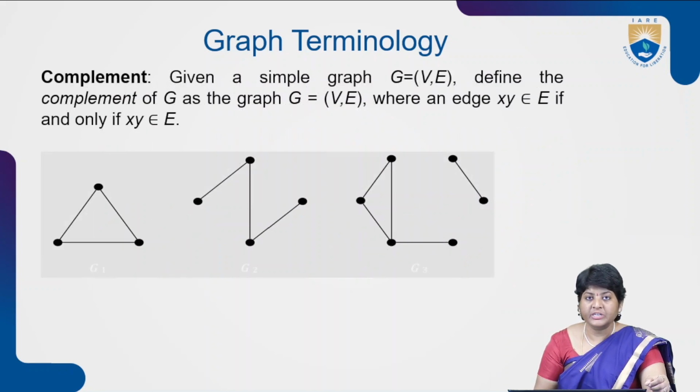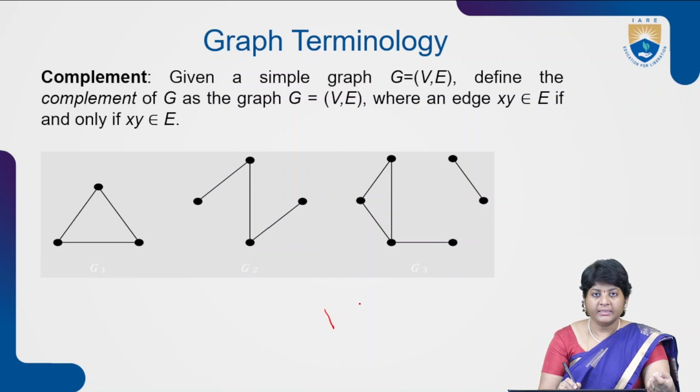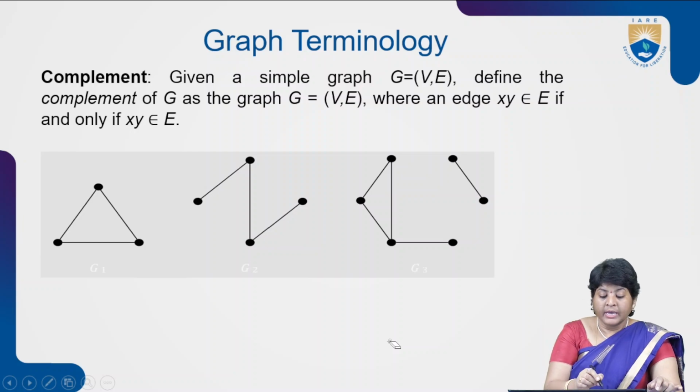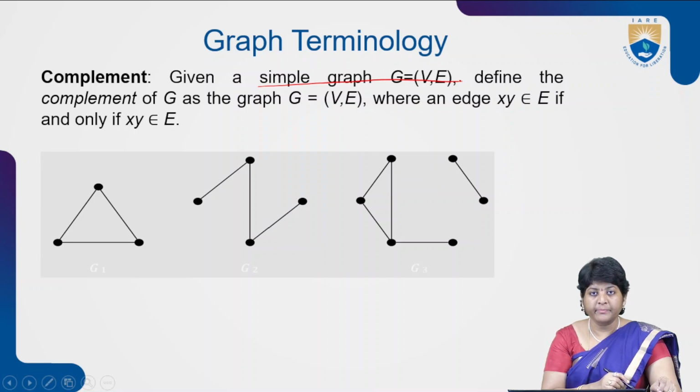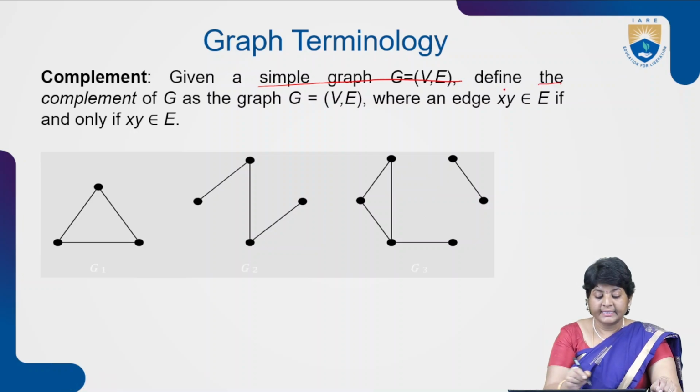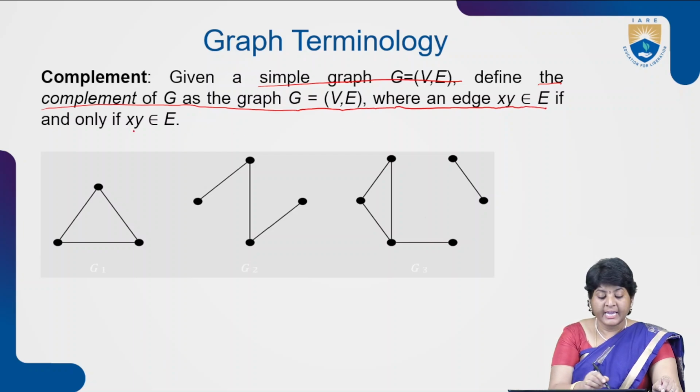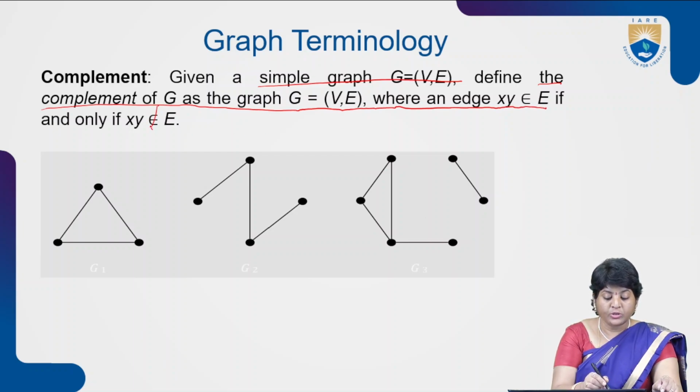And now the next definition is complement. As we know, if we write 1, then the complement of 1 is 0. If we go with 0, then the complement of 0 is 1. This is a general discussion which we know already. Now we will see the complement of a graph. Here the definition is: a simple graph G equals (V, E). Define the complement of G as a graph G' equals (V, E'), where an edge xy belongs to E' if and only if xy does not belong to E.